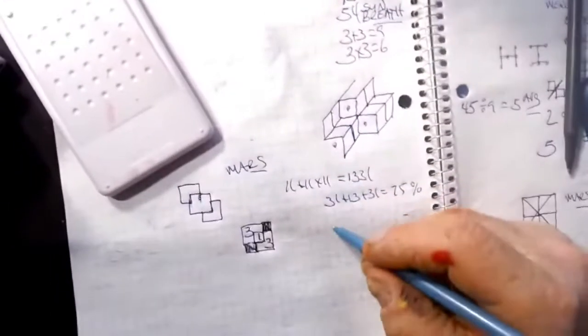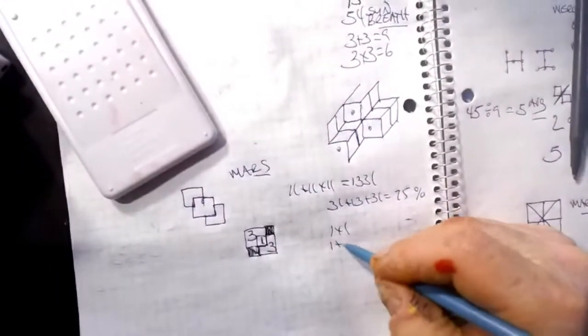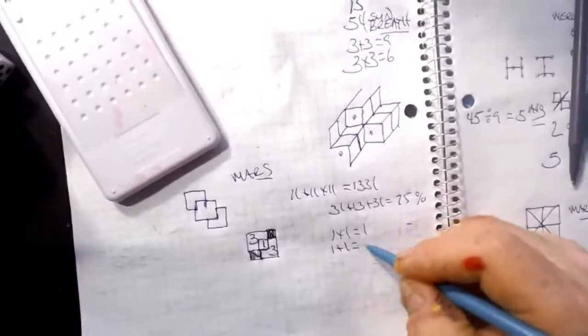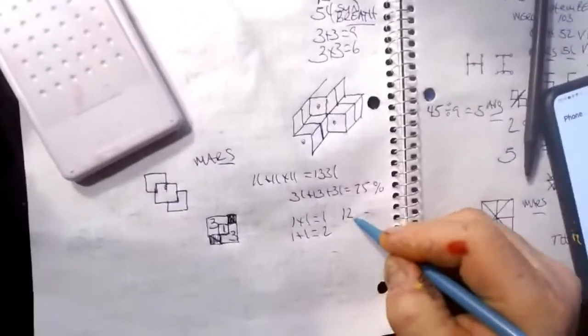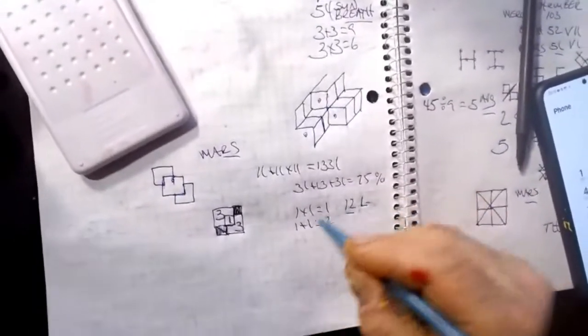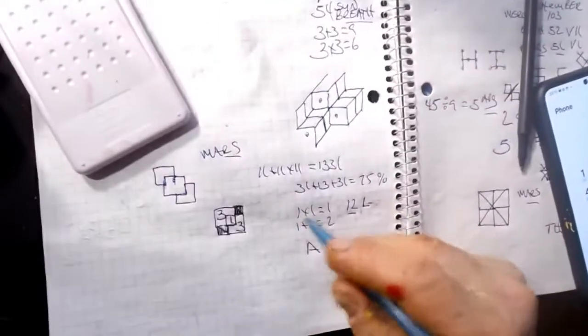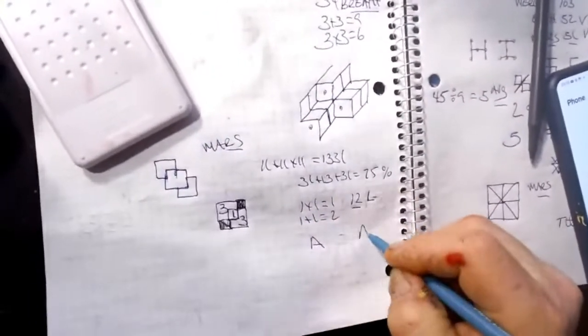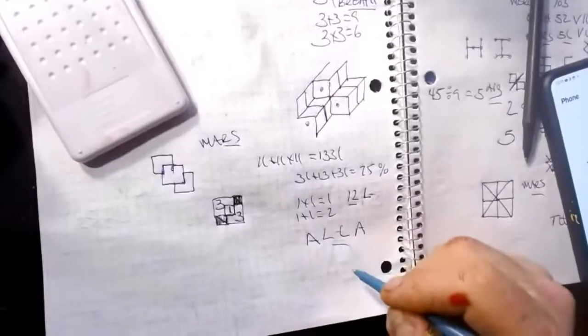Now, the 11, 11, 11, 1 times 1, 1 plus 1 equals 2. If we looked at the 12th letter, it'd be the letter L. The 1st letter is the letter A. So in between A and A is L and L.